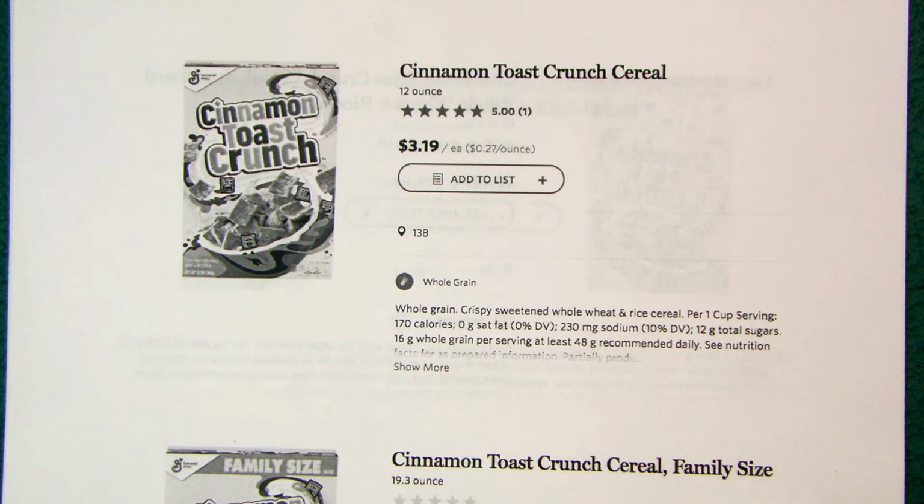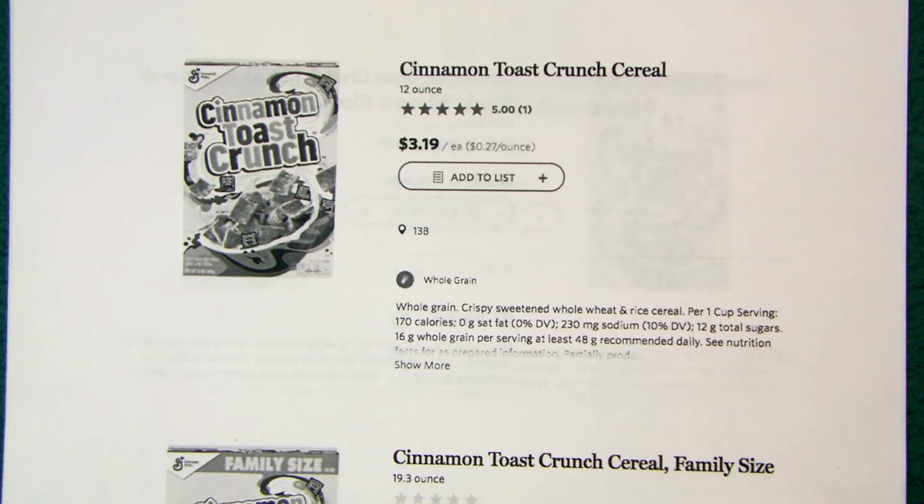So I have a couple boxes of Cinnamon Toast Crunch here. In my opinion, one of the better cereals out there. I pulled this off of Wegmans.com. If you go to any grocery store, the price is the biggest number you see on the tags. But if you look at the labels, they do tell you the unit rate. When we're talking about cereal, it's the price per ounce.